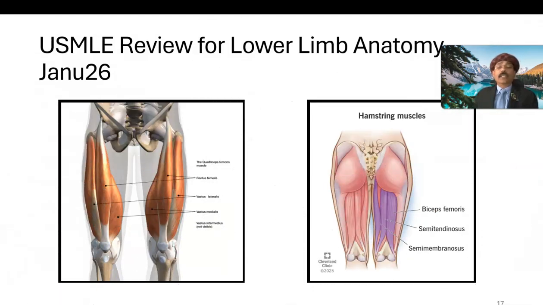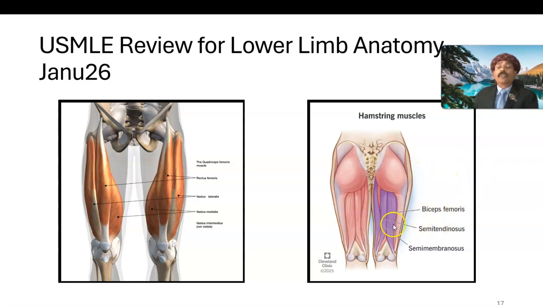Okay, so here we are at the anterior aspect, where we have the quadriceps muscle: rectus femoris, vastus lateralis, vastus medialis. Underneath the rectus femoris, we'll get the vastus intermedius. And what is the nerve supply? Femoral nerve. Hamstring muscles. What are the hamstring muscles?